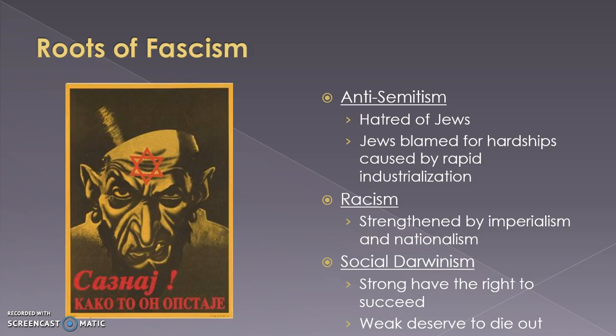There are several factors that allow for fascism to grow in Europe, and they include anti-Semitism, racism, and social Darwinism. Anti-Semitism is the idea that Jews are to blame for everything that goes wrong. Jews are a unique culture, and because of their differences, they're usually blamed for all of the problems in Europe. And then, of course, there's a lot of racist ideology coupled with social Darwinism. These are strengthened by imperialism and nationalism because these white European nations are able to dominate ethnic minorities.